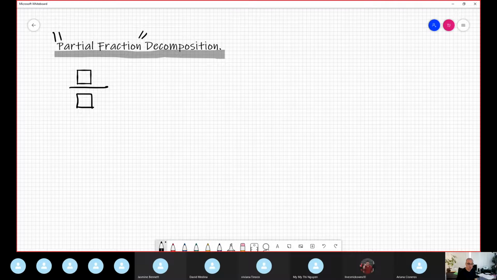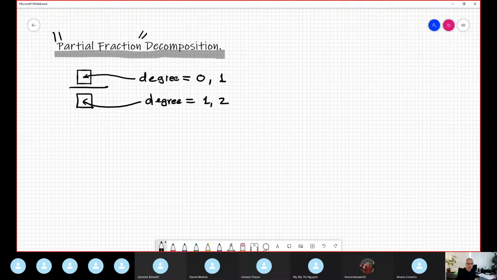So what is the format for the partial fraction? Well, the polynomial in the top is of degree 0 or 1, no more than. And the polynomial at the bottom is of degree 1 or 2. What does that mean? For example, to understand clearly, suppose you have 3 over x minus 4. This is degree 0 because it's just a constant. So the exponent of the x is 0 because x to the 0 is 1.